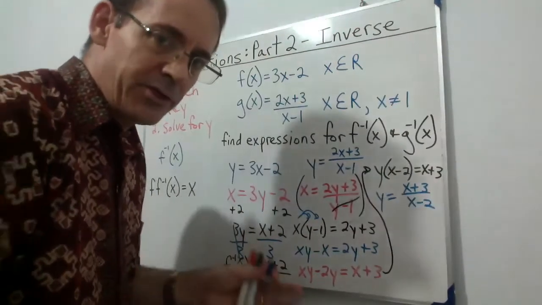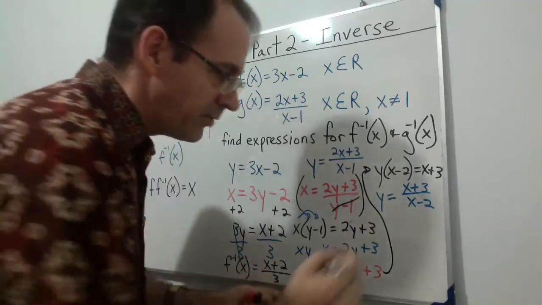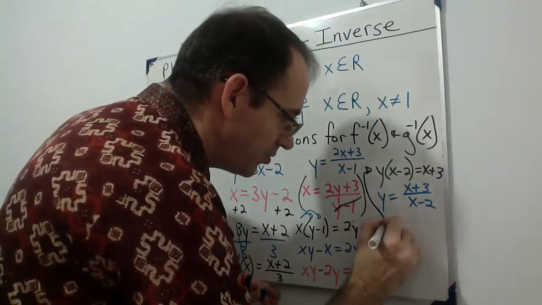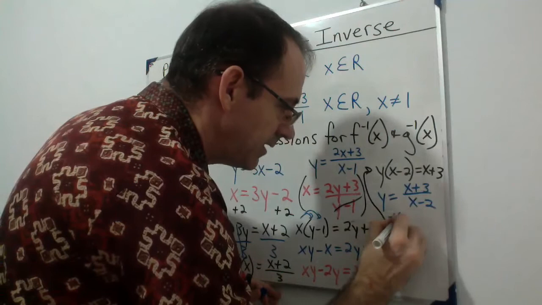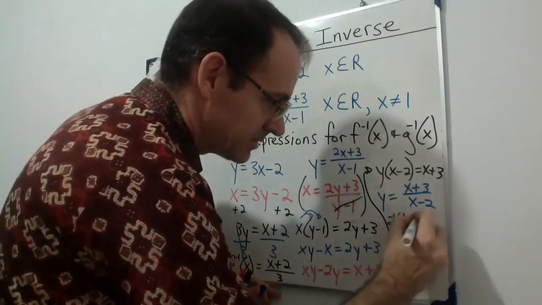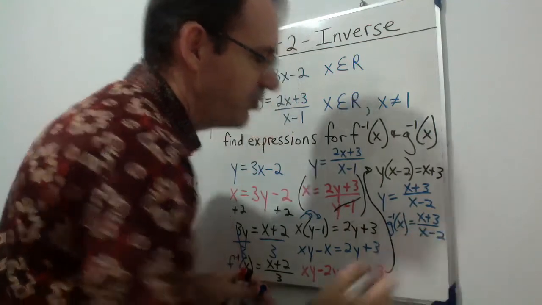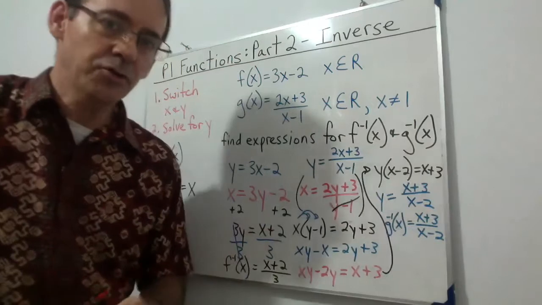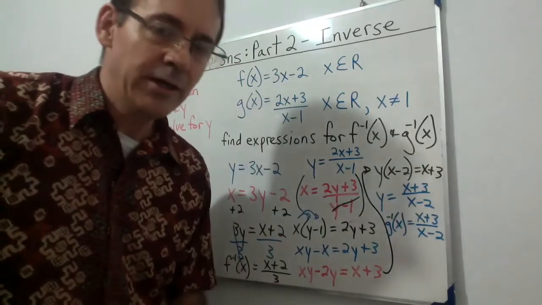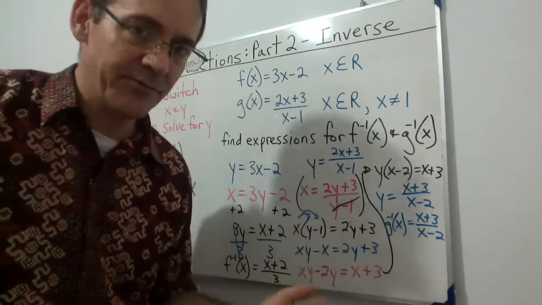And remember, when you finish your equation, once you get y by itself, don't forget to put it back into your function notation. In this case, the inverse of g of x. So we have x plus 3 over x minus 2. It does ask you to write the domain statement for this g of x function.